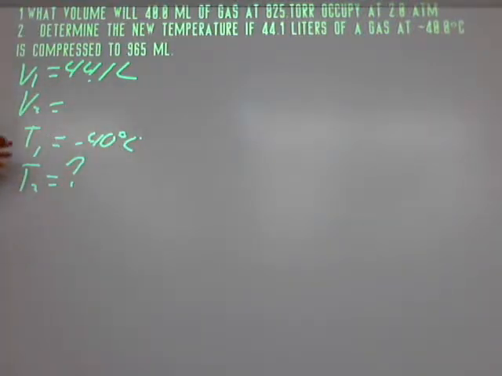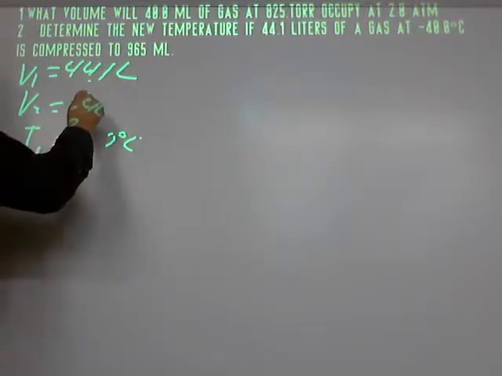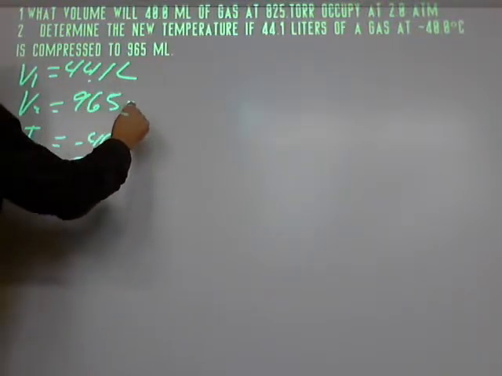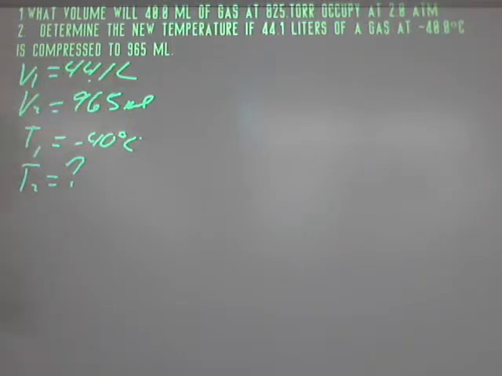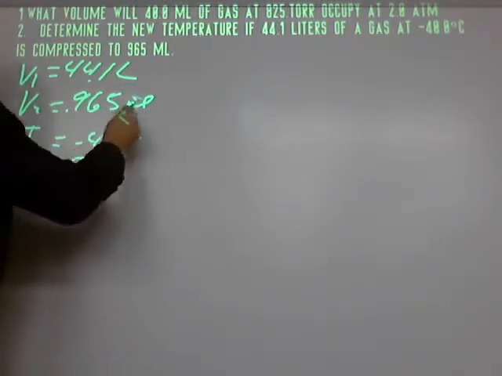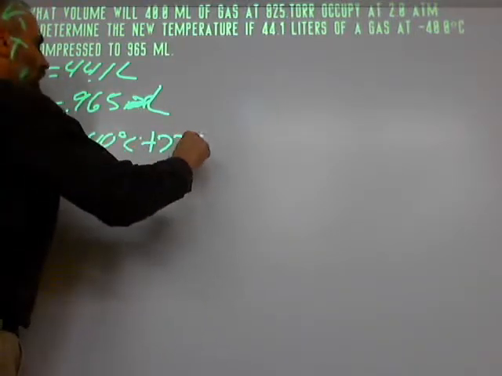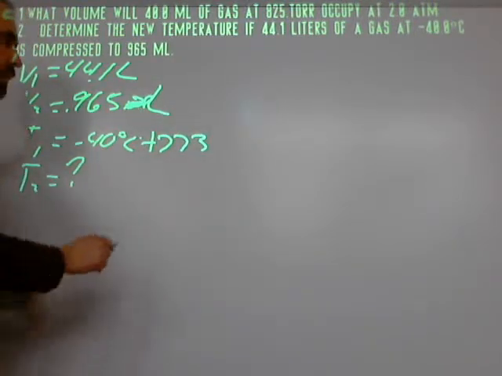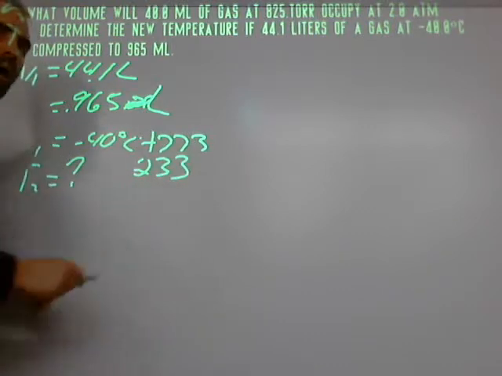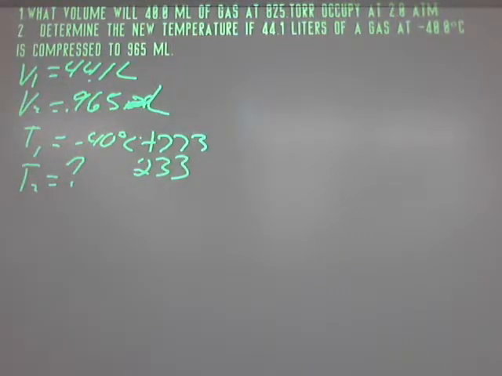All right. What's your V2? It's compressed to 965 milliliters. I can't keep it that way because I've got milliliters here and liters there. What would it be? Do I have to show the work for that? No. It's just going to be 0.965 liters. You don't have to show metric conversions anymore if you don't want to. If you need to, you can. What's wrong with this guy? Got to add 273 onto him. What's he going to be? 233, right? Y'all remember to do that.